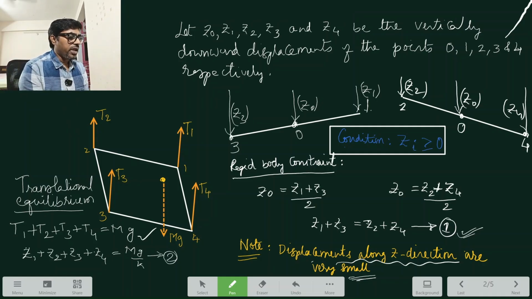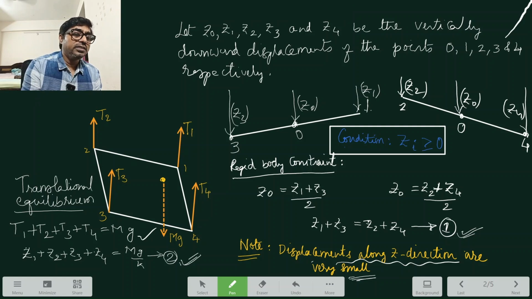So from there, k into z1 is the spring force in T1, the string force; k into z2 is the force in T2, and so on. If you take k to the other side, we get the second equation. The second equation comes from translational equilibrium. Two equations are done, but we have 4 unknowns here: z1, z2, z3 and z4.